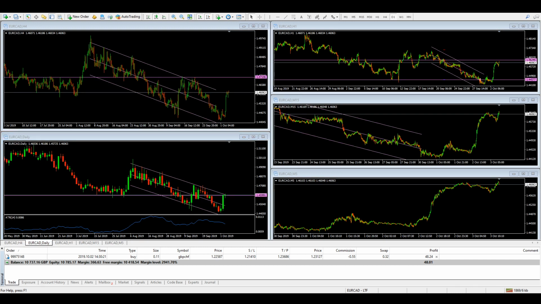Euro CAD. Sorry, just flicking between screens here. I've only still got one screen set up. So Euro CAD, yeah, this is looking interesting. Not quite ready yet, but this has potential. I think I was short on this a few days ago as well.